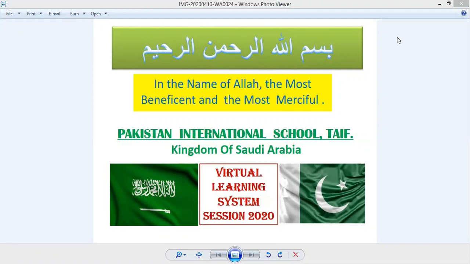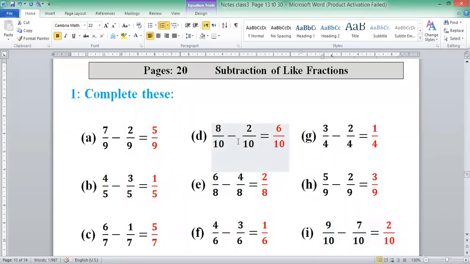First of all, I am going to share your book page 20 with you. On page 20, we are going to subtract the like fractions. Here like fractions are given and we are going to subtract, and you will see how we subtract.